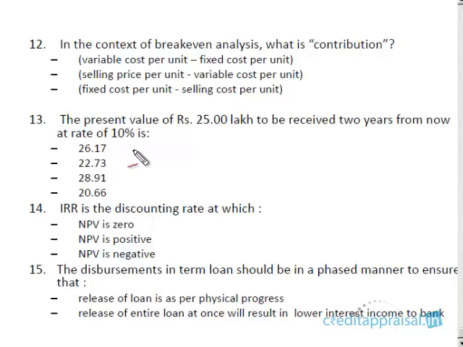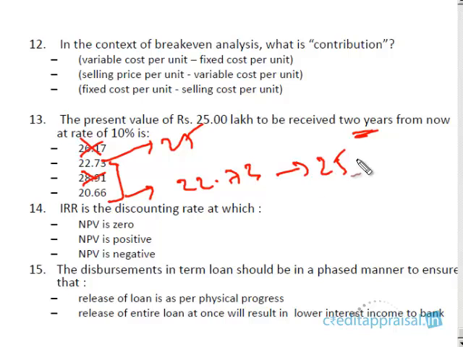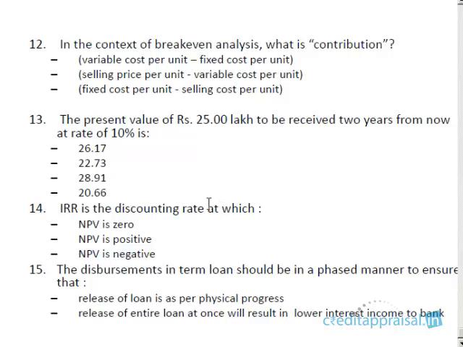Seeing the options, you can straight away say the first option is wrong, the third option is wrong. Within these two, you have to find out how much this will grow after 1 year. This will grow to 25 after 1 year, but we are asking 2 years from now, right? So this will grow to 22.73 in 1 year. This will further grow to 25 in 2 years. So the present value of 25 lakhs to be received 2 years from now is 20.66. Okay. So please refer back to the segment on internal rate of return to be more comfortable with this concept.